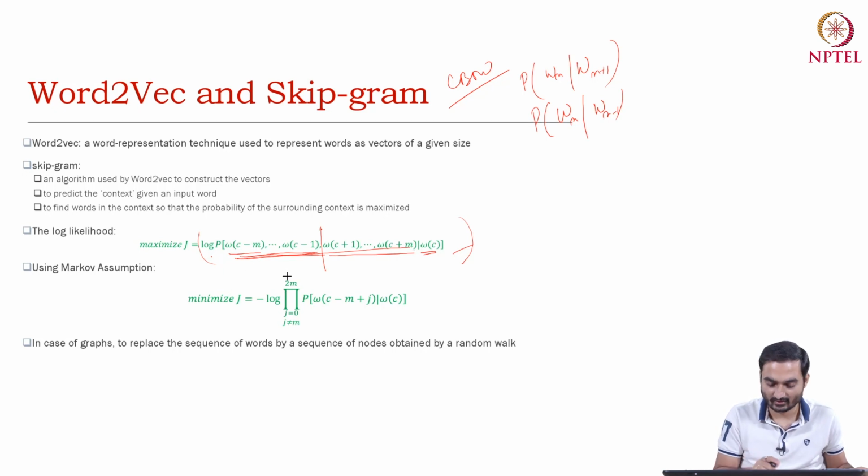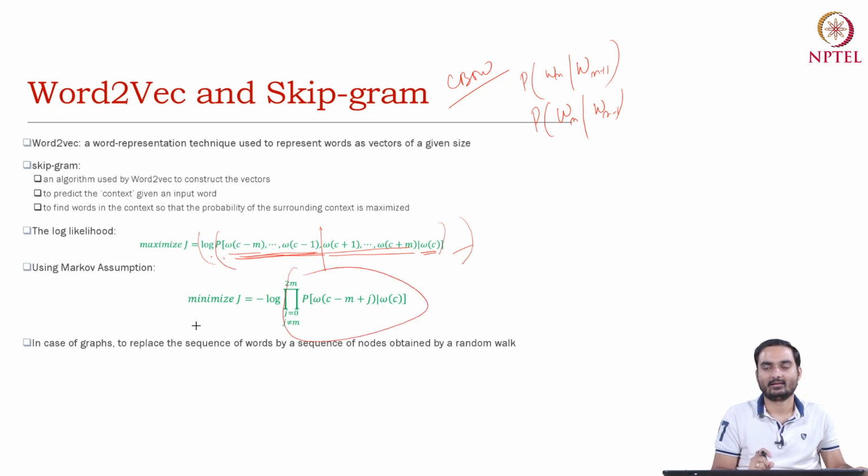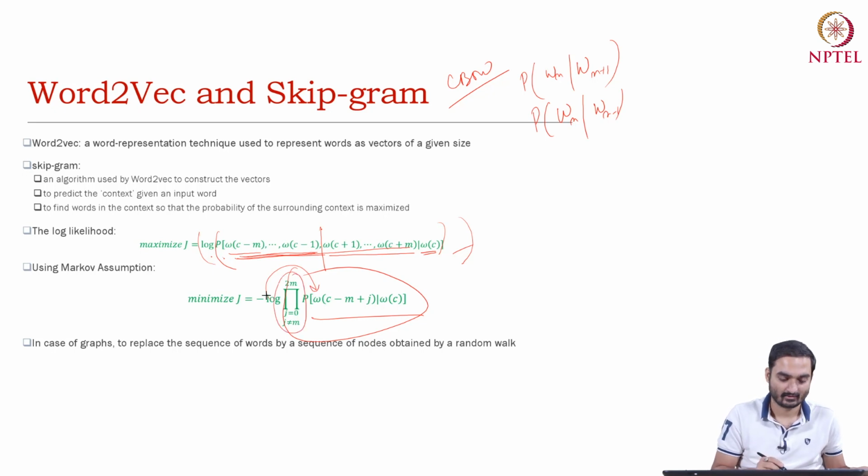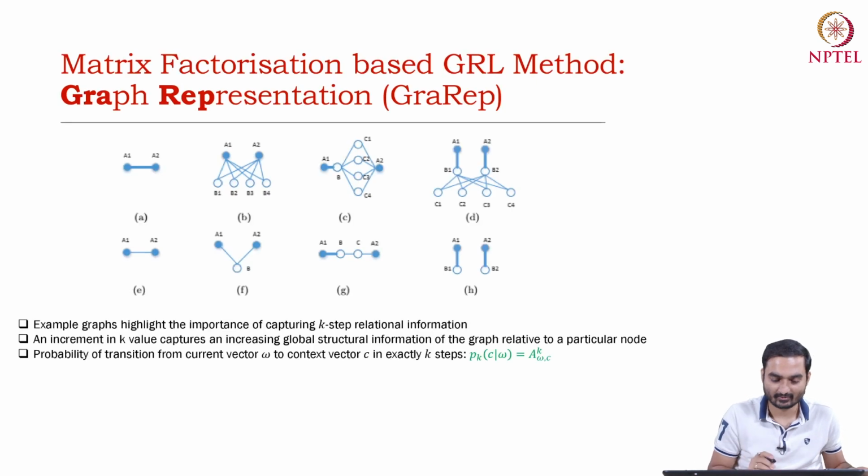So, you can easily write this log of this one into this bulky multiplication operation. Then we move the log inside, convert multiplication to summation, and then we solve the problem, and this is skipgram. Now, if you look at GraRep, GraRep does exactly the same thing in a different manner.